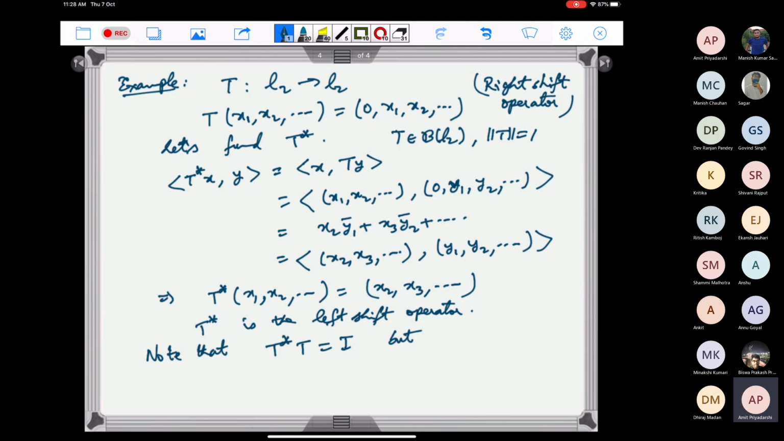But if you take T T star, this is not the identity operator, because if you take any x1, x2, and so on, then T star maps it to x2, x3, and so on, and then T maps it to 0, x2, x3, and so on. In this composition the first component will always be 0. So x1, x2, and so on is mapped to 0, x2, x3, and so on.